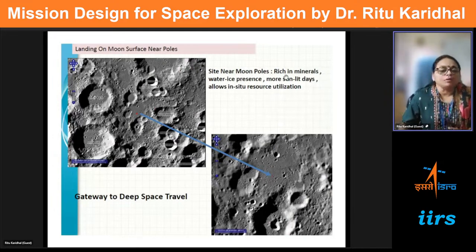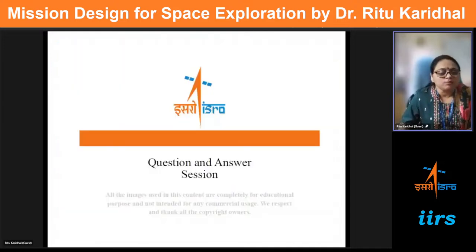And when we land near the poles, which are rich in minerals with water ice presence, we have more sunlit days, and we can do some in situ resource utilization. Think of this place as a gateway to deep space travel. You must know that missions are coming, Artemis missions and many more, planning to go near the poles of the moon, utilize its resources, and make space stations there. From there we can take off to deep space, like a gateway to deep space travel. With this, I conclude my talk, and we are ready to take any questions and answers.